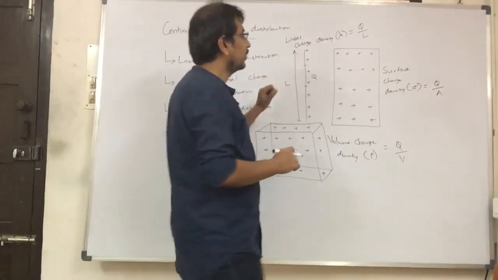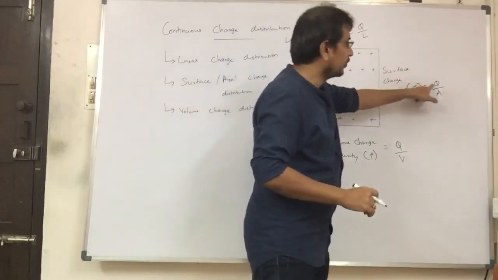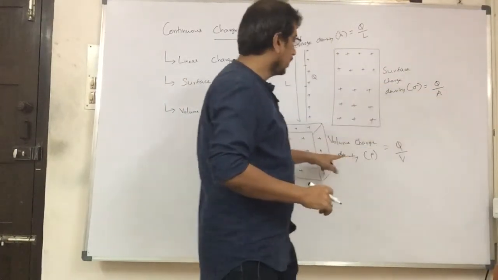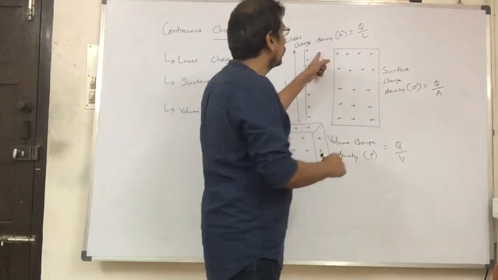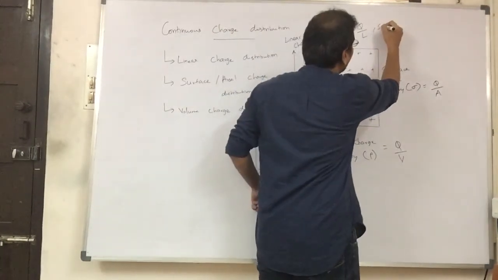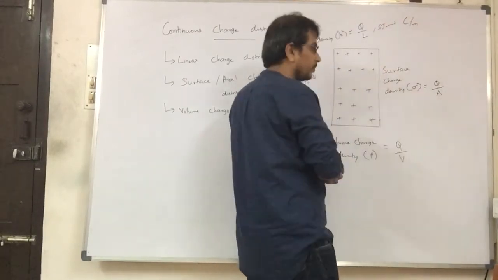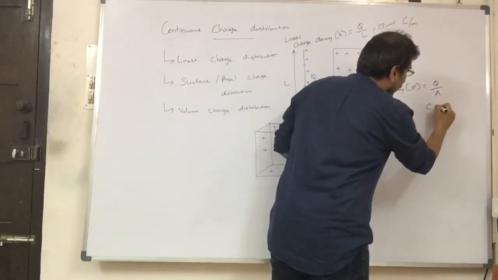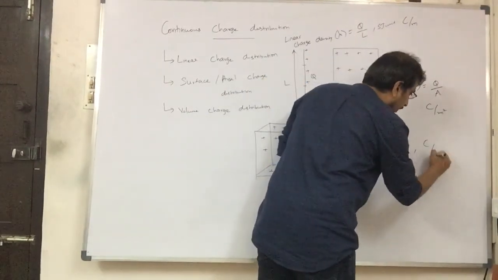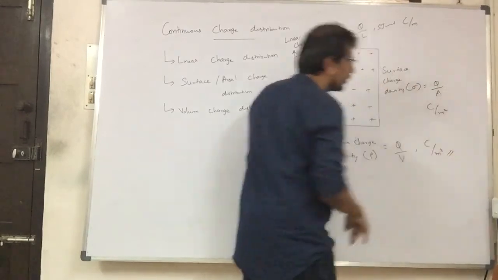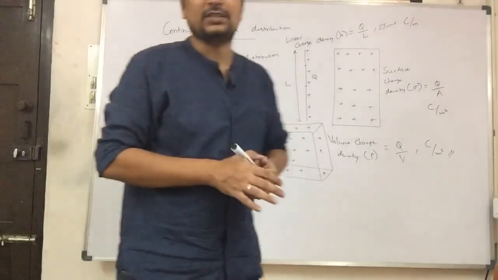So if you look at this, it is the amount of charge per unit length, which is one dimensional. Amount of charge per unit area, it is two dimensional. Amount of charge per unit volume, it is three dimensional. So what is going to be the SI unit here? The SI unit here will be coulomb per meter. The SI unit here will be coulomb per meter square. The SI unit here will be coulomb per meter cube. So this is all about the types of charge distributions.